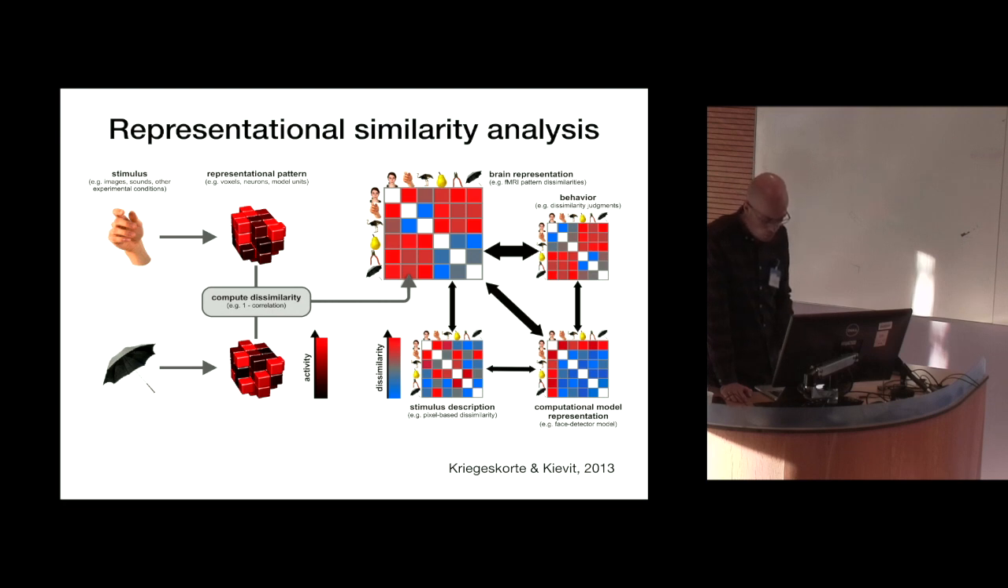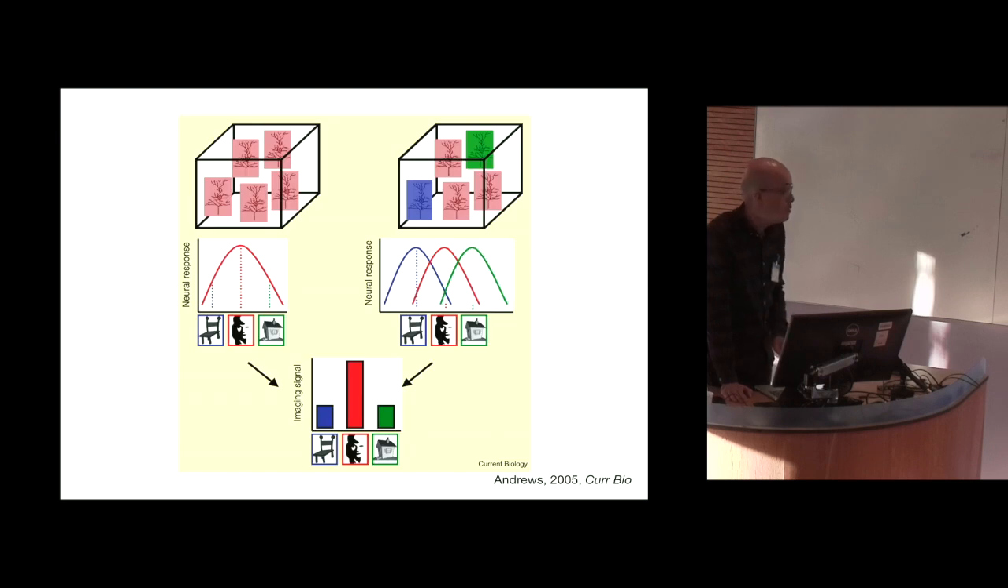So the basic sort of excitement, I think, for many people about multivariate analysis is this idea that you might be able to sort of unwarp the neural code. You might be able to get something that's closer to what the neurons are actually doing, even though your functional imaging method is, of course, indirect. And so to illustrate this point, this is an old figure from Tim Andrews. This is actually to explain fMRI adaptation, but it works perfectly well for this case.